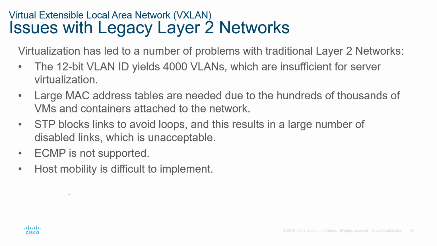We already know that a VLAN will use a 12-bit VLAN ID, giving us about 4,000 VLANs. However, with server virtualization, this could be insufficient. Large MAC address tables are also needed due to the hundreds of thousands of VMs as well as containers attached to the network. Not just that, we have our regular layer 2 technology like STP that may block links because there are a larger number of MAC addresses, as well as all of the disabled links. All of this combined is unacceptable.